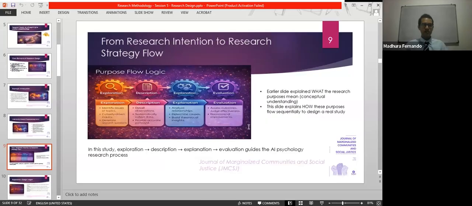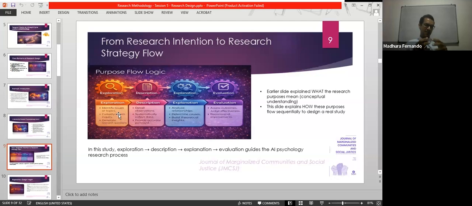Then the next slide. This is the research process, and this is the workflow actually, right? Workflow from research intention to research strategy flow. Now, this research intention is made out of your research design, your thinking. As a researcher, you think in a scientific way. So that creates your research intention. So this is the first phase, and you know how to explore because you know what you don't know. Right? You know what you don't know.